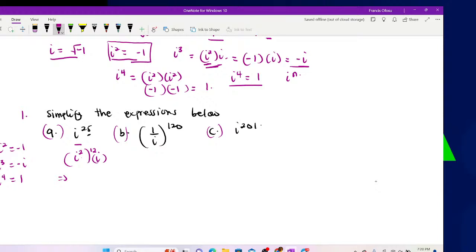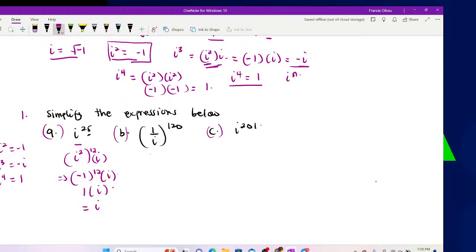And we all know that i^4 is equal to 1, so 1 to the power 6 multiplying what? i, right? 1 to the power 6 is 1, multiplying i. So i to the power 25 is simply equal to i, right?